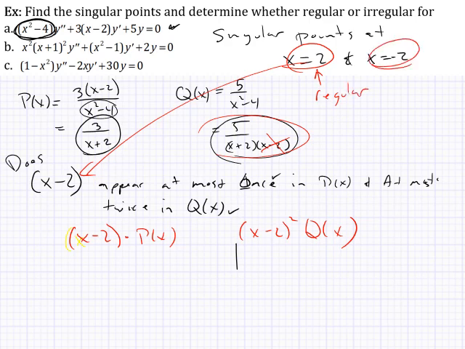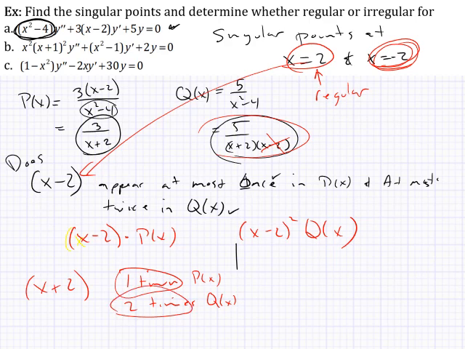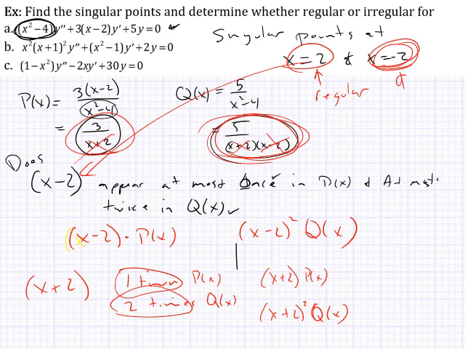Now let's look at minus 2. So x minus this, which would be x plus 2, appears one time in p of x, 2 times in q of x. Now this is at most one time, at most 2 times. So if I multiply p of x by x plus 2, does it remove the singularity? If I multiply q of x by x plus 2 squared, does it remove the singularity? Well, again, if I multiply this by x plus 2, it would remove that factor in the denominator. If I multiply this by x plus 2 squared, it would remove that denominator and therefore remove the singularity. So this would also be regular.